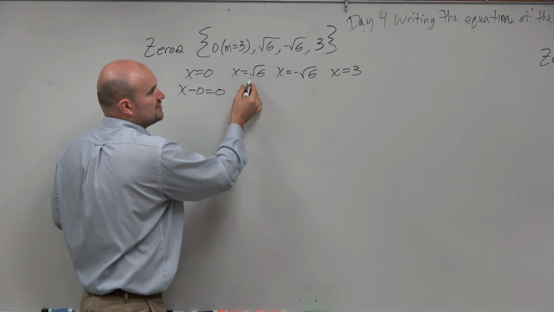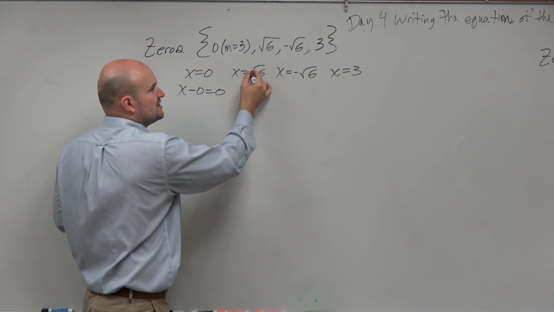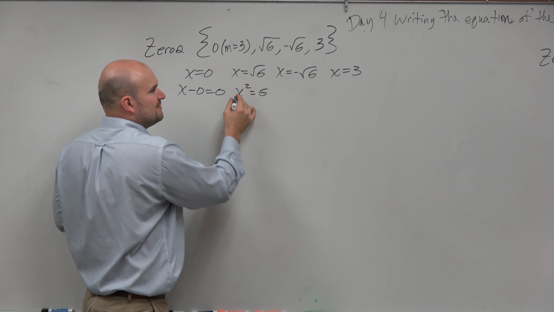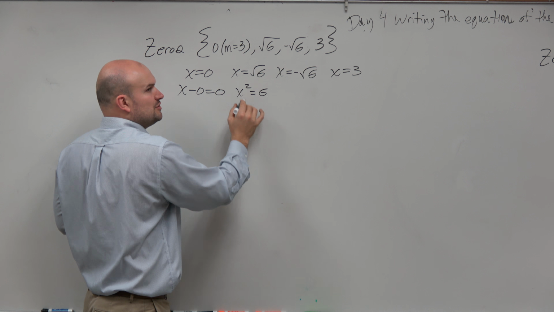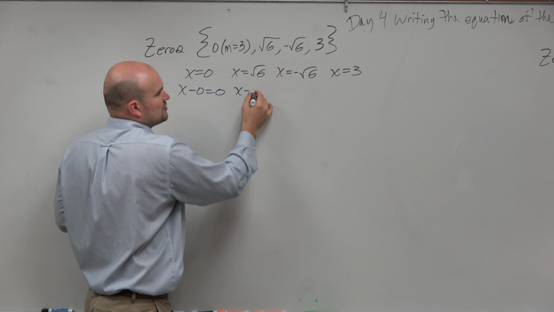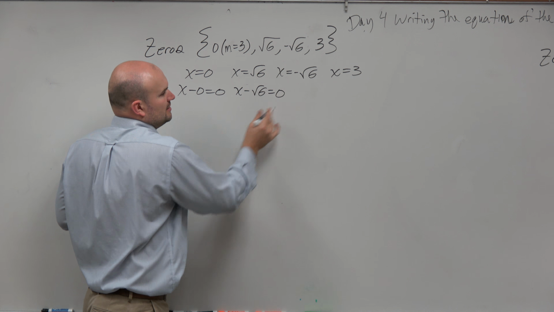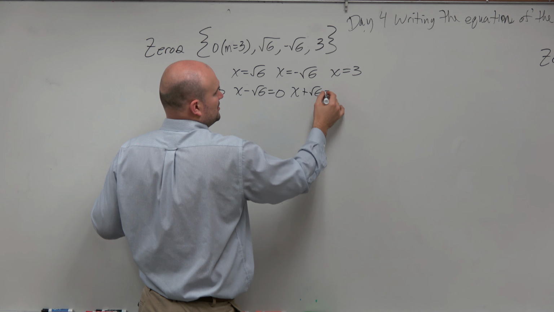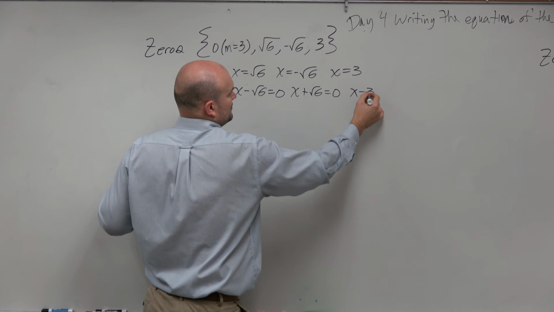For here, the best thing to do is to subtract the square root of 6, because if you square both sides, the problem is if you try to go backwards to this, you have to do plus or minus, and this is only the positive. So the best thing to do is to subtract the square root of 6. Here, you're going to want to add the square root of 6 to both sides. And here, we'll subtract a 3.